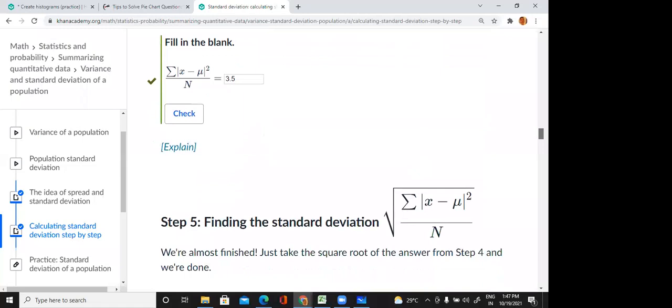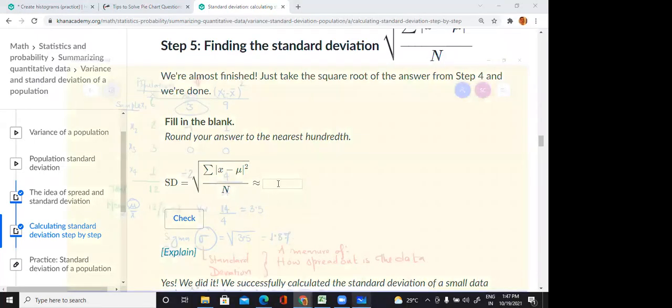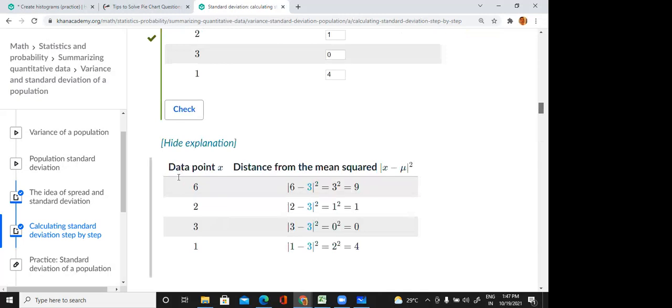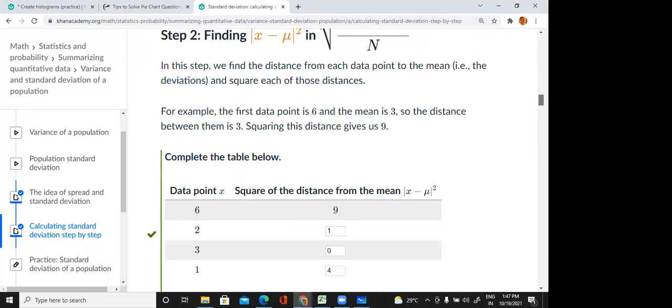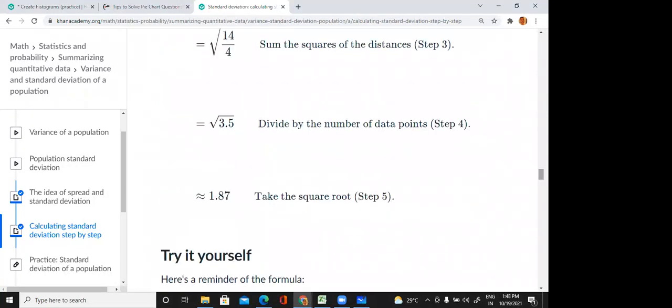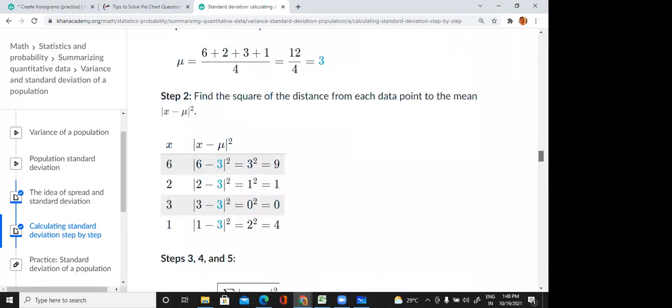Now the final step, taking the square root of that, and we calculated it approximately, it is around 1.87. Yes. So finally, we calculated the standard deviation of this data set. Which data set? This small data set, 6, 2, 3, 1, as 1.87.